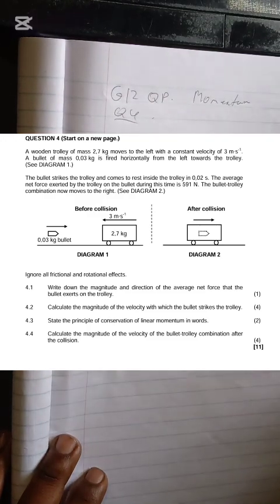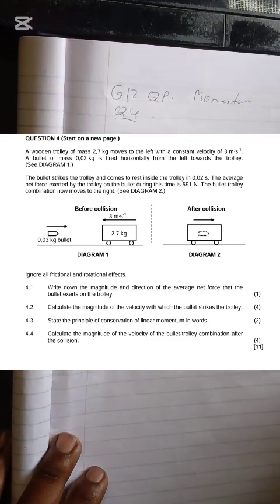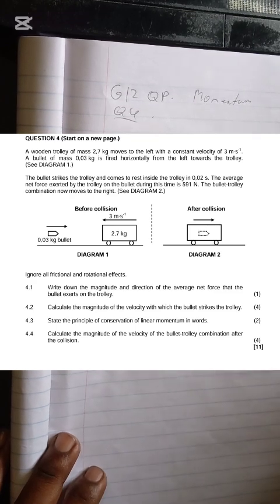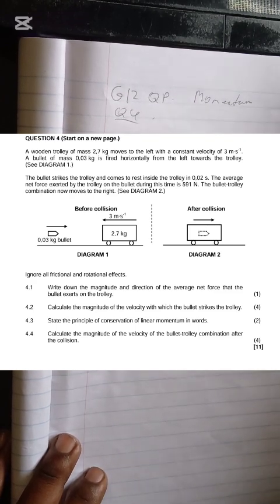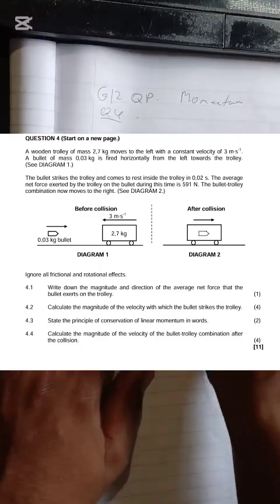So let's get to it. It says a wooden trolley of mass 2.7 kg moves to the left with a constant velocity of 3 meters per second. A bullet of mass 0.03 kg is fired horizontally from the left towards the trolley. See diagram. So we have a scenario here.